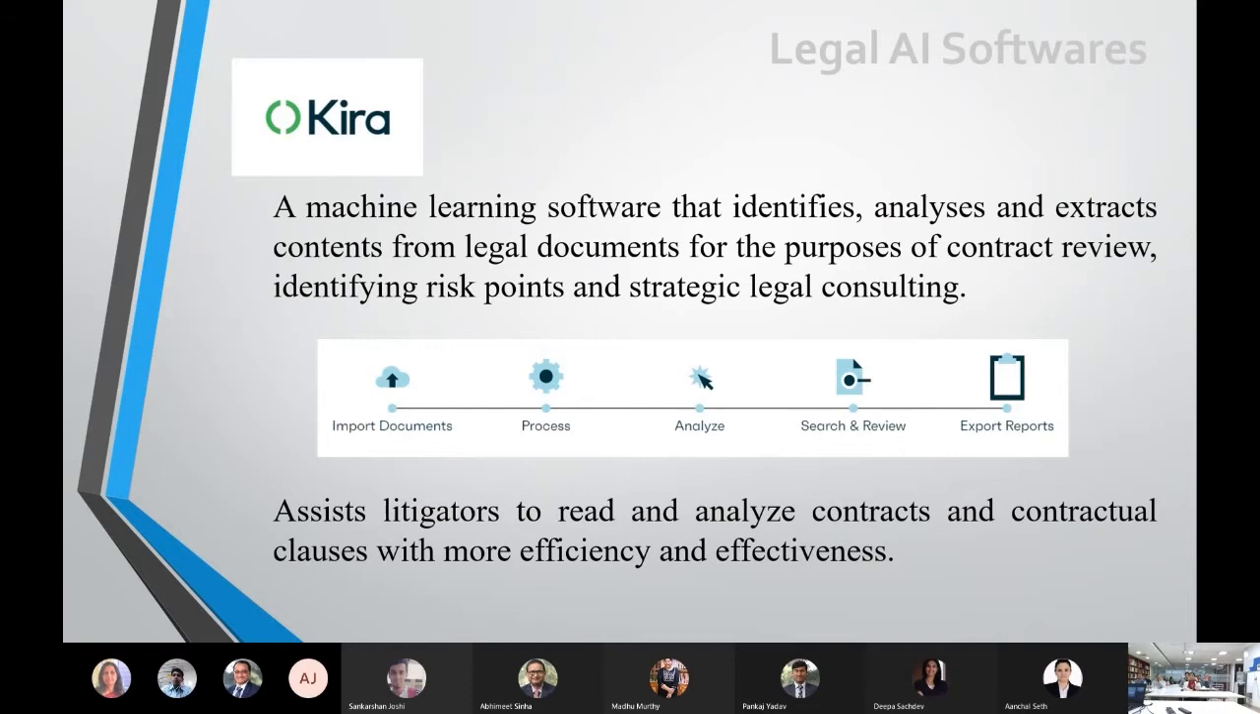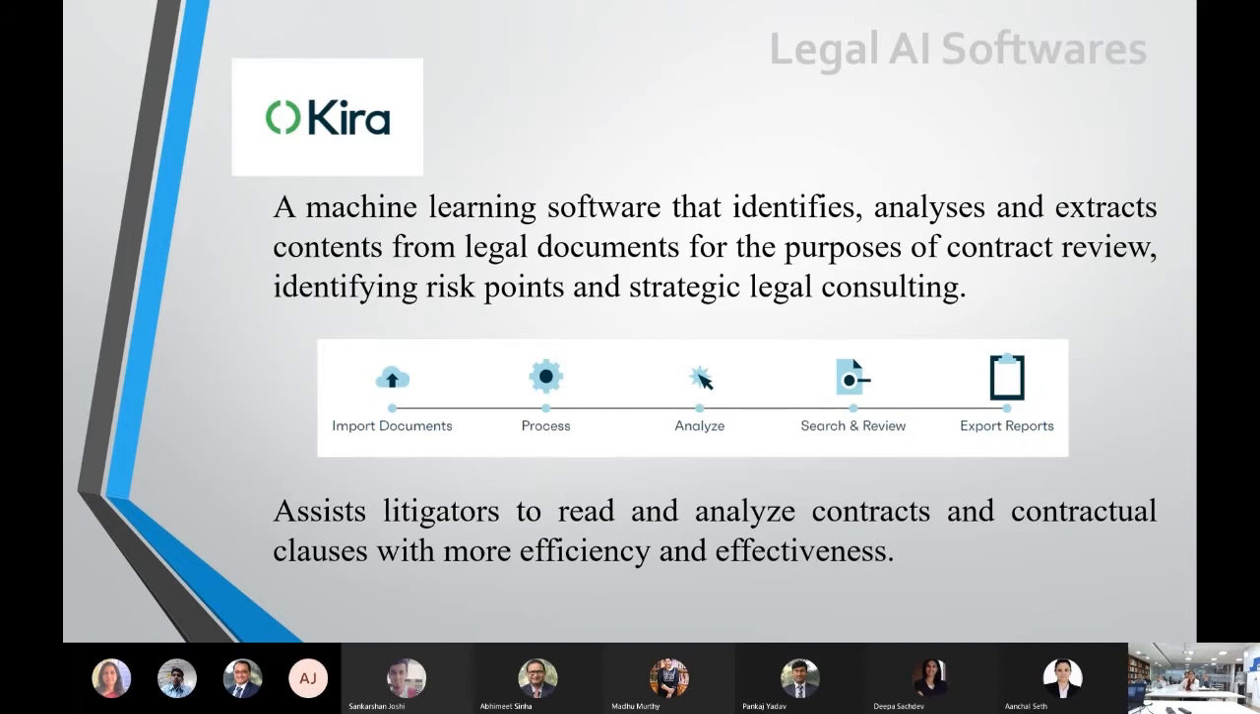Now, what are the software being used for artificial intelligence? The first one is Kira. Kira is actually a machine learning software. I have tried to make a graph, a graphic, to make it more simple, what it does.